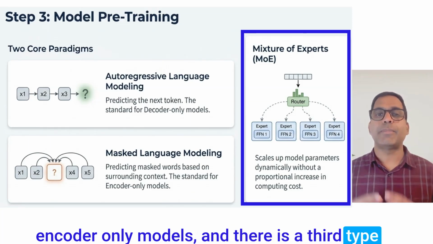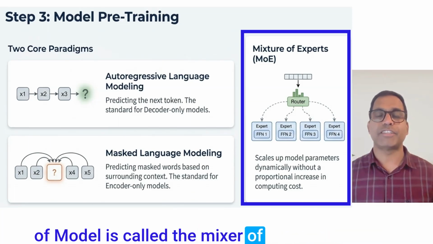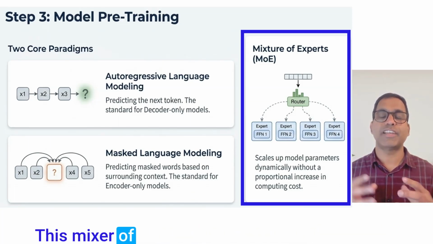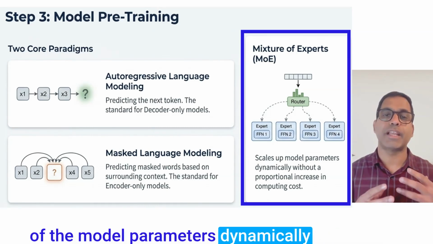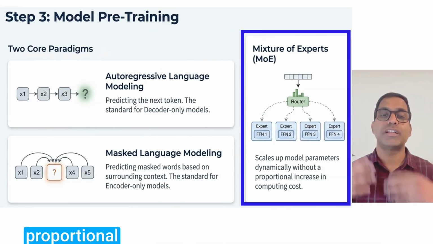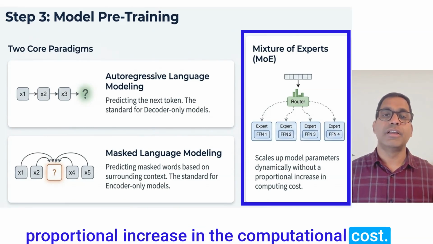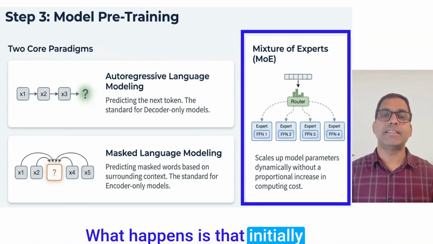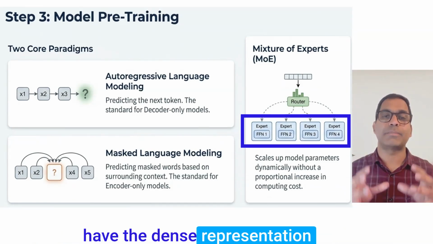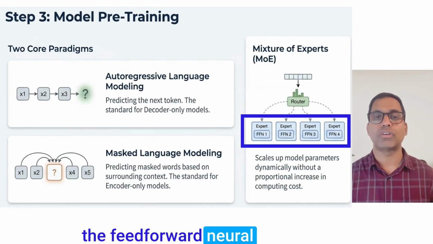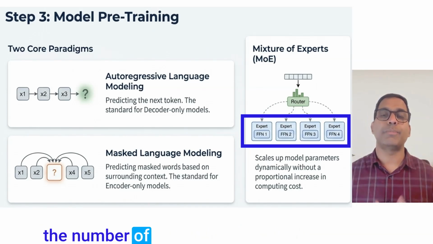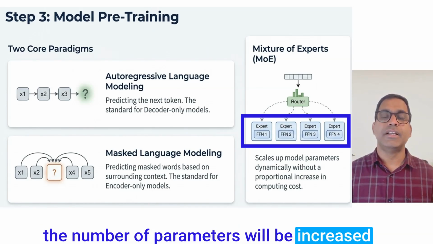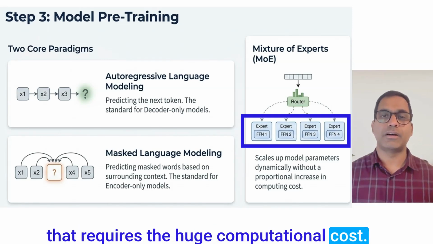And there is a third type of model called the mixture of experts model. This mixture of experts model is used to scale up the model parameters dynamically without a proportional increase in the computational cost. What happens is that initially we have the dense representation of the feed forward neural networks. So when you increase the number of layers, the number of parameters will increase. That requires a huge computational cost.